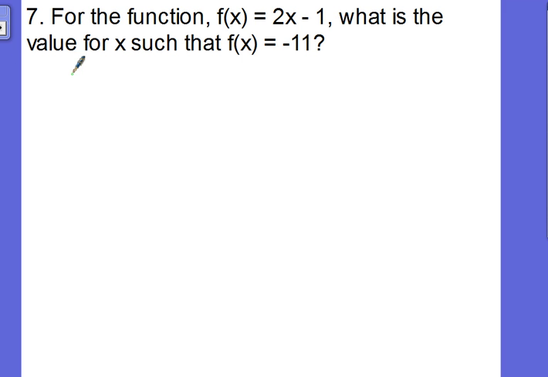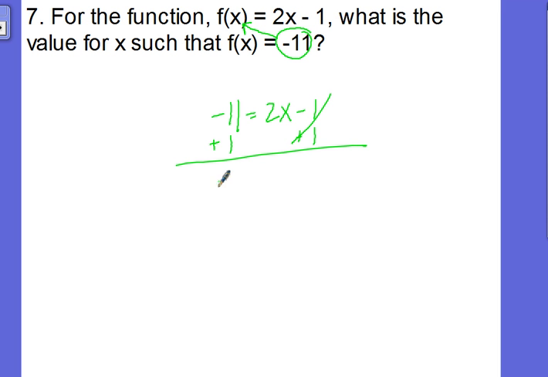Now this one is asking me, here is my function, and now f of x is negative 11. What is the value of x that I plugged in to get negative 11? Well, I can take negative 11 and put it here, and then solve for x to determine what x value I would have had to plug in in order to get an f of x, or a y value, of negative 11. And when I do that, I end up with an x value of negative 5.